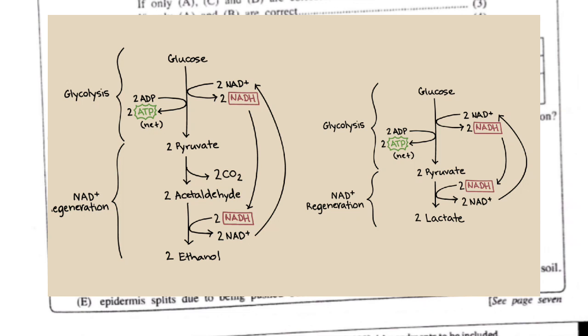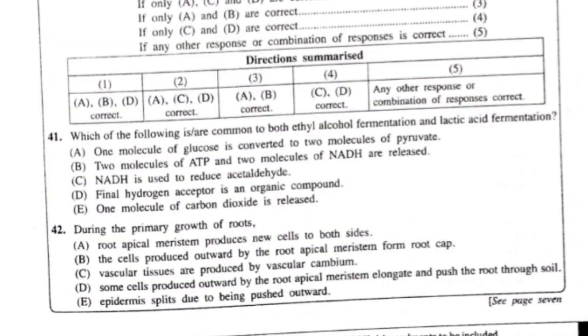And statement E, one molecule of carbon dioxide is released. That also happens only in ethyl alcohol fermentation. So the answer is answer number 1. Question number 42 is about the primary growth of roots. So in question number 42, the correct statements are A and B. So the answer is the third one.